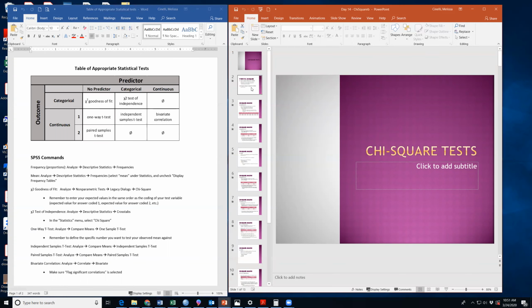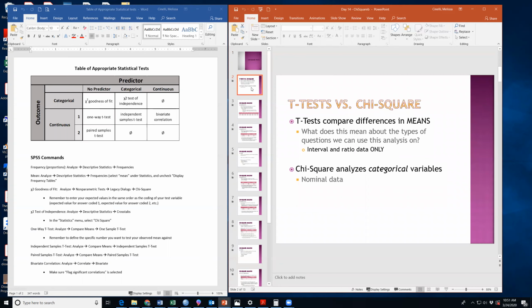All right. So in your business stats class, you learn about t-tests. And what t-tests do is they compare differences in means. Every t-test is going to have something to do with a mean. Is the mean that you observed equal to some specific number? Is the mean for group 1 equal to the mean of group 2? Anytime that you are comparing means, you need a t-test.